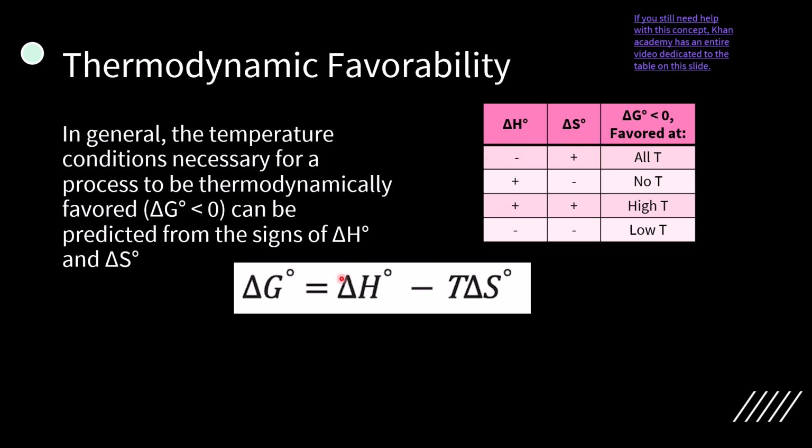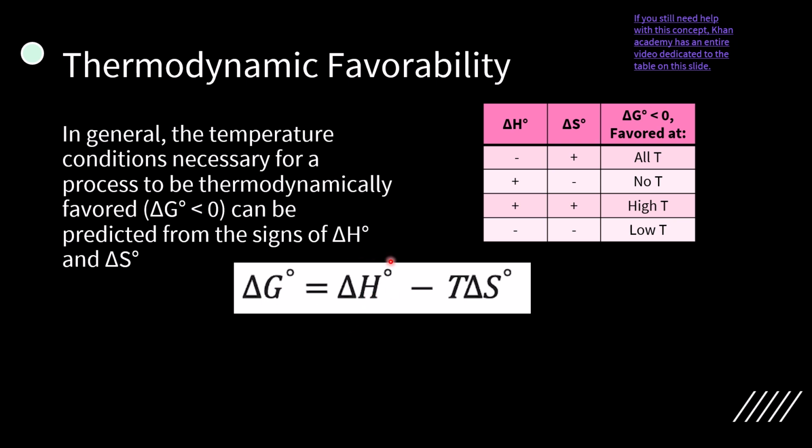If we have a negative delta H and a positive delta S, we're going to have a negative number subtracting a bigger number, and so this is always going to be negative. It doesn't matter what the temperature is, both of these numbers are going to cause this delta G to be negative, which is going to be thermodynamically favored. So at all temperatures, if you have a negative delta H and a positive delta S, you're going to have a thermodynamically favored reaction. It doesn't matter what the temperature is.